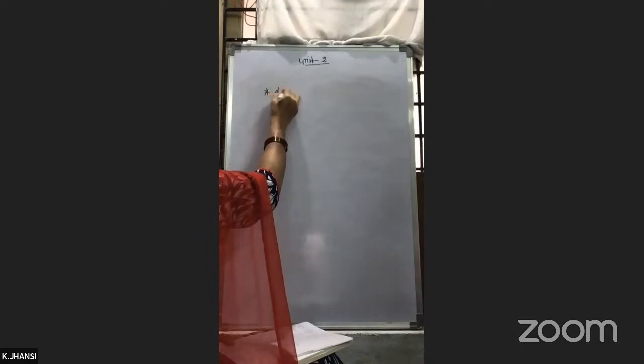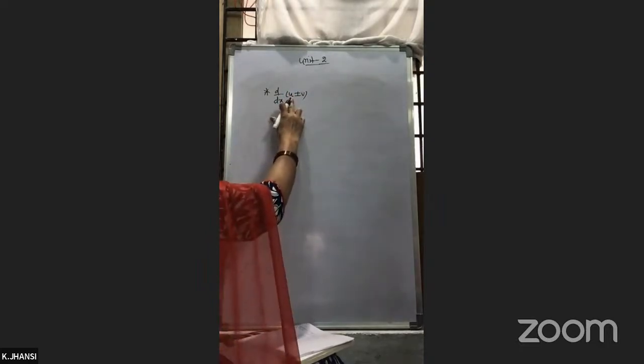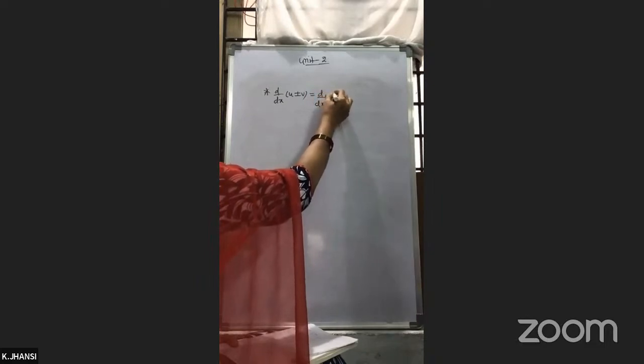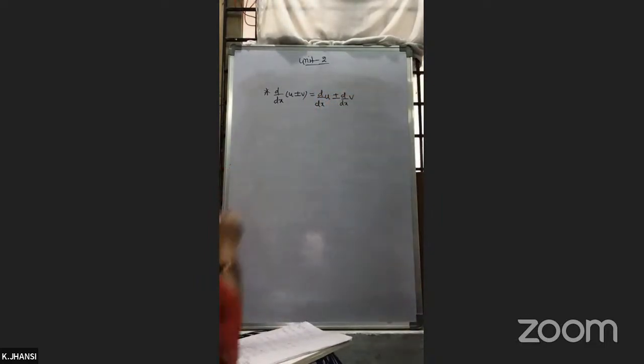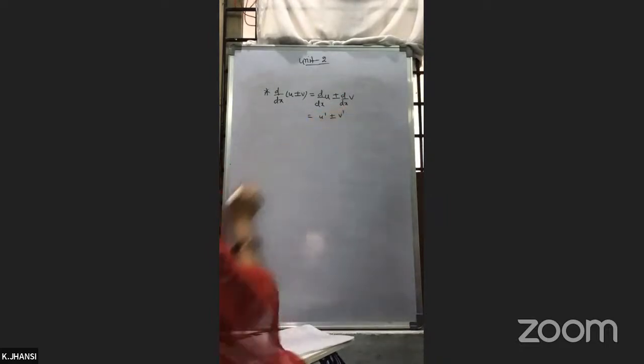And the formula for finding the derivative of such functions is d by dx of u plus or minus v. u is one function, v is another function. Then we can write it as d by dx of u plus or minus d by dx of v. Like this, we can separate it. That is just u dash plus or minus v dash.